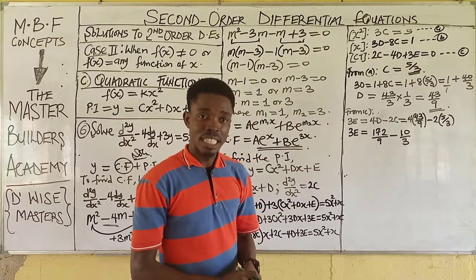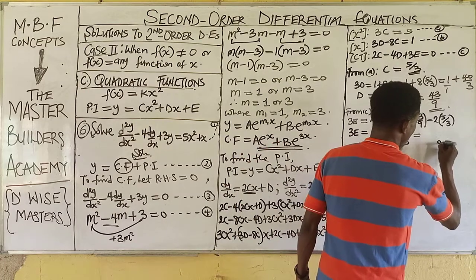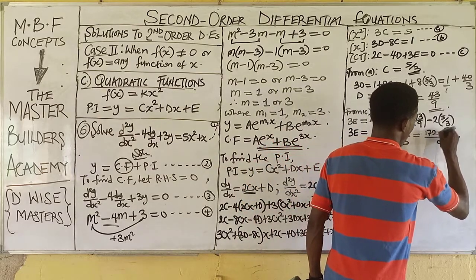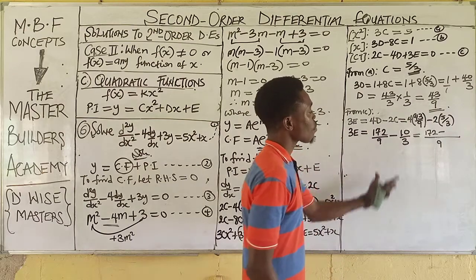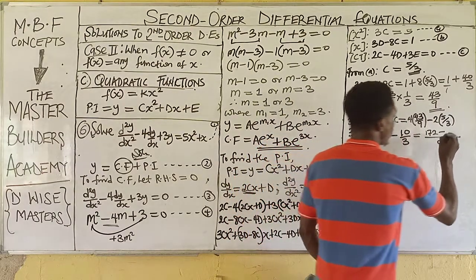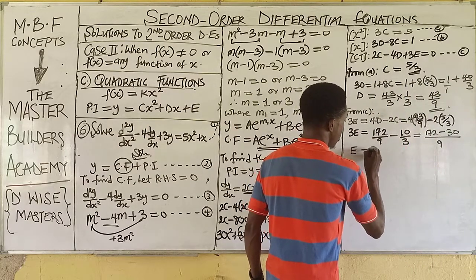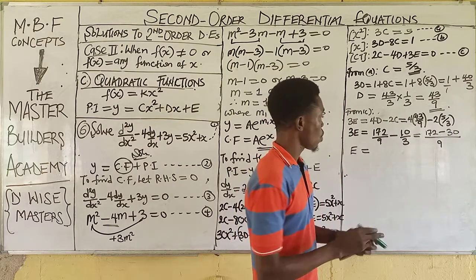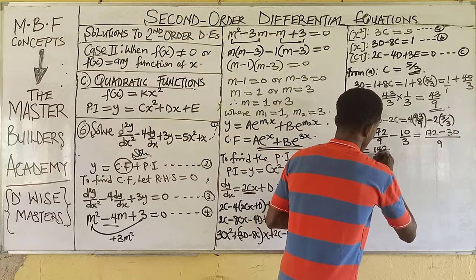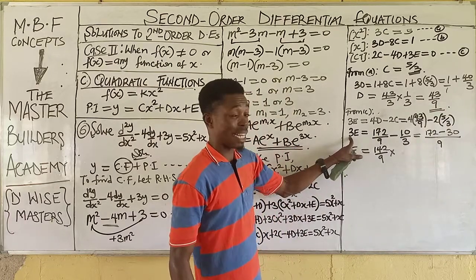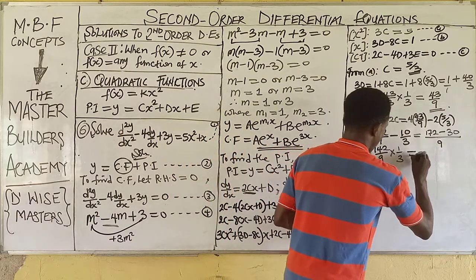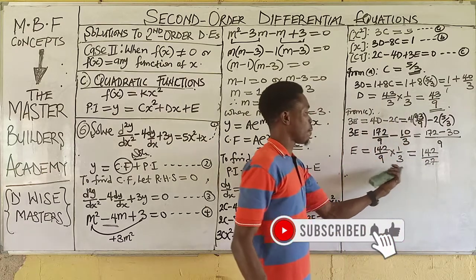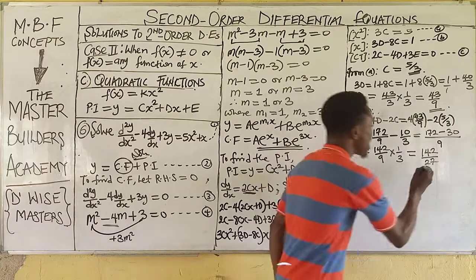LCM of 9 and 3 is 9. So we equate this as 9 all over 9, divided by 9 we have 1. Now 1 multiplied by 172 we have 172 minus 9 divided by 3 is what? 9 divided by 3 is 3, and 3 multiplied by 10 we have 30. Therefore we have E is equal to, when we remove 30 from 172 we will have 142 over 9. We have 142 over 9 multiplied by, don't forget that we are going to divide both sides by 3. So we just say 1 over 3. And this will have given us 142 all over 27. 9 multiplied by 3 is 27. So we have E as this.